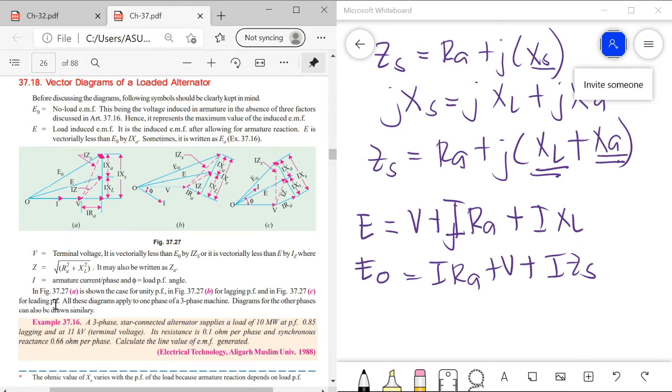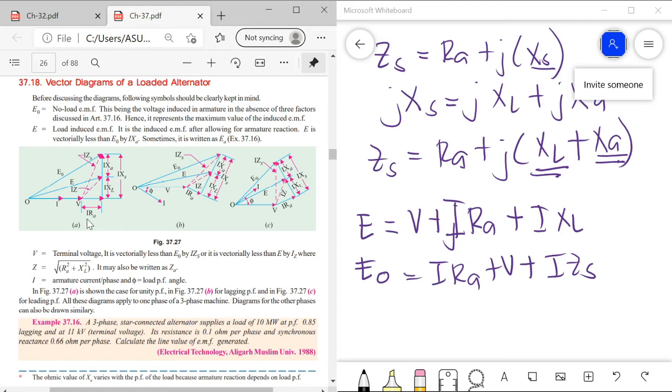In figure 37.27a, it is shown the case of unity power factor. In B is the lagging power factor, and in C is the leading power factor. All these diagrams apply to one phase of a 3-phase machine. Diagrams for the other phases can also be drawn similarly.